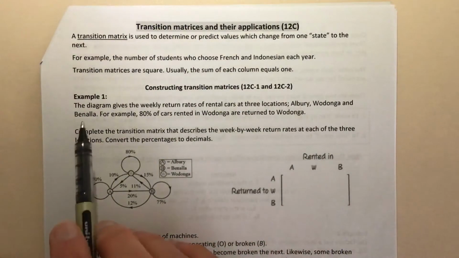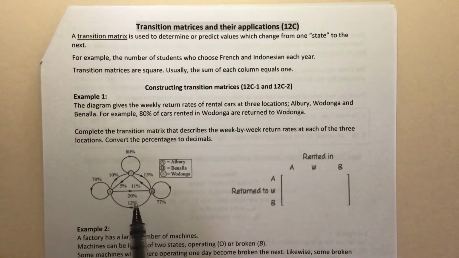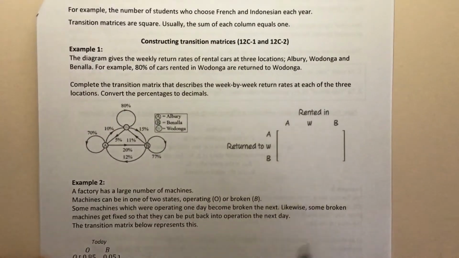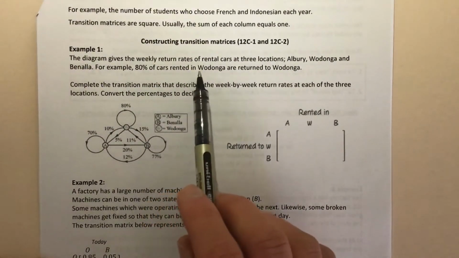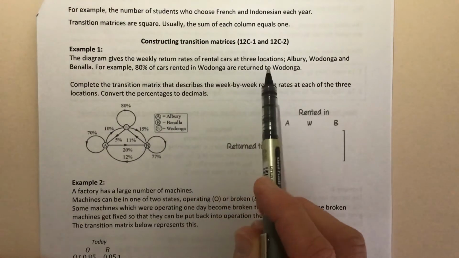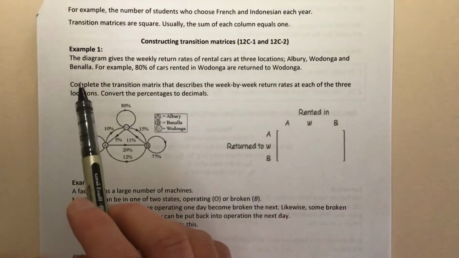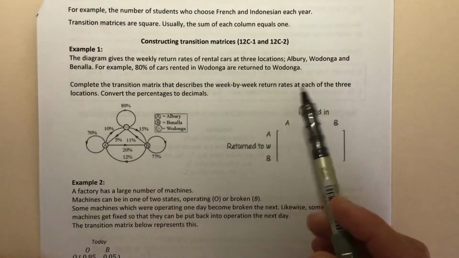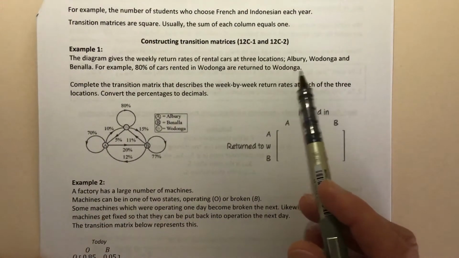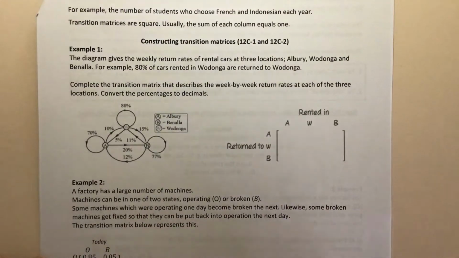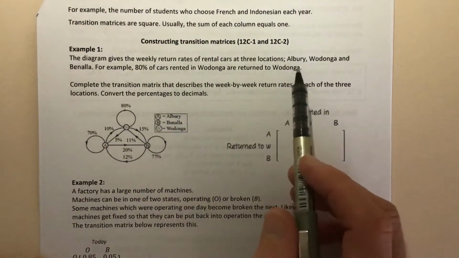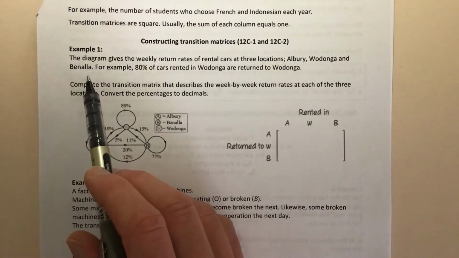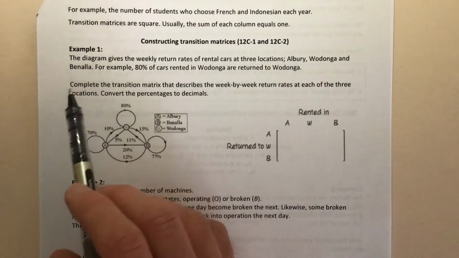Okay. So in example 1, we're given a diagram, and this is pretty common for transition matrix questions. We're given a diagram that represents the weekly return rates of rental cars at 3 locations: Albury, Wodonga and Benalla. So basically what's going on here is you've got 3 towns where you can rent a car, and people can rent the car from these towns, but they can return it anywhere, right? So someone might borrow a car in Albury, then drive to Benalla and return the car to Benalla, because I guess it's the same company.